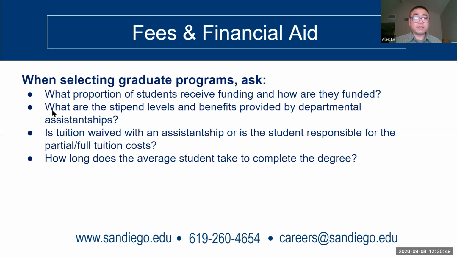Usually, if you go to the admissions website of the program you're interested in, it's either under FAQ or prospective students, and sometimes they may have a dedicated section about financial aid. You'll be able to find out what kind of financial aid, assistantship, fellowship, or scholarship is available. And you can also ask the admission staff questions like, how long does the average student take to complete the degree? And other questions on this page, like what proportion of students receive funding and how they are funded.